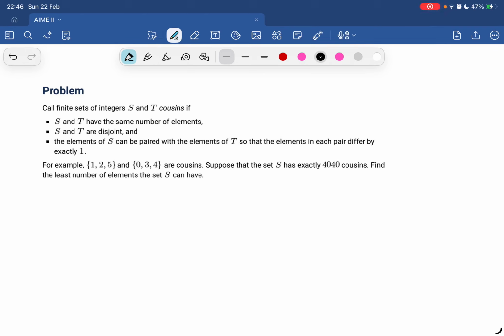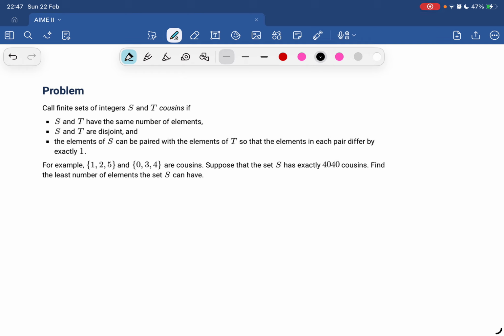Question 13 of the 2026 AIME 2 asks us to call finite sets of integers S and T cousins if S and T have the same number of elements, S and T are disjoint, and the elements of S can be paired with the elements of T so that the elements in each pair differ by exactly 1. For example, {1, 2, 5} and {0, 3, 4} are cousins. Suppose that the set S has exactly 4,040 cousins. Find the least number of elements that a set S can have.